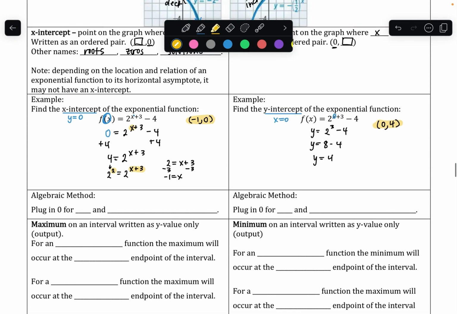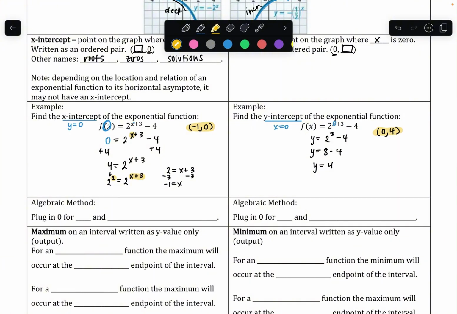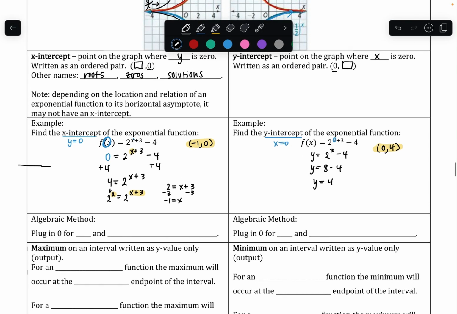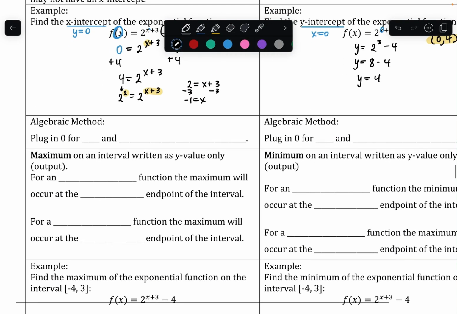Okay, and so there's a note up here, depending on the location and relation of an exponential function to its asymptote, it may not have an x-intercept. For example, if the asymptote is 0, it's never going to cross the x-axis, but in this case, our function has been shifted down, and so it does cross the x-axis. Okay, and so the algebraic method I just showed is plug in 0 for the y to find the x-intercept, and then solve for x.